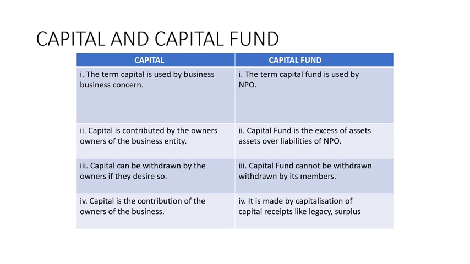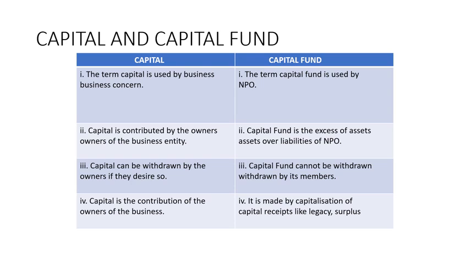Now the second difference: capital is contributed by the owners of the business, the owners of the business entity, so the persons who are investing the money. The capital fund is known as the excess of assets over liabilities. That difference is called the capital fund. Now the third difference: capital can be drawn by the owners if they have the need to draw. They can withdraw the money from the business. But the capital fund money cannot be withdrawn by the members.